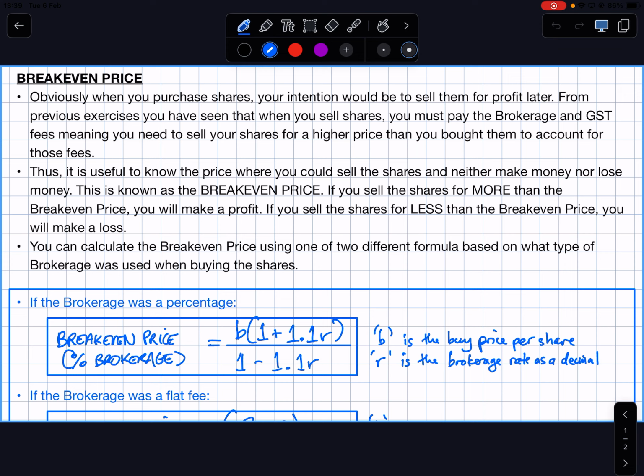Okay, lesson on break-even price. Obviously, when you buy shares, your intention would be to sell them for profit later. You want to buy low and sell high. You don't want to invest in crypto. You'll just be losing money.